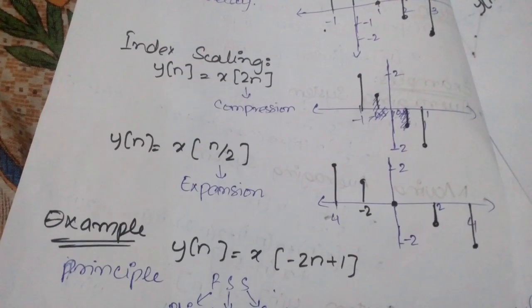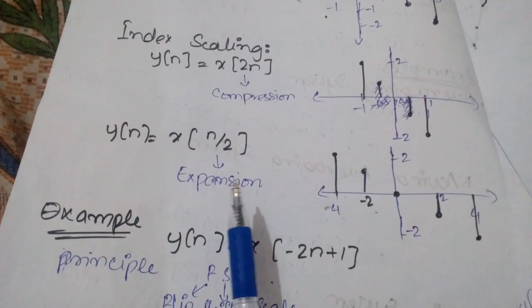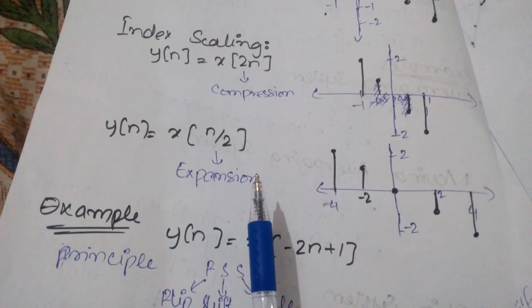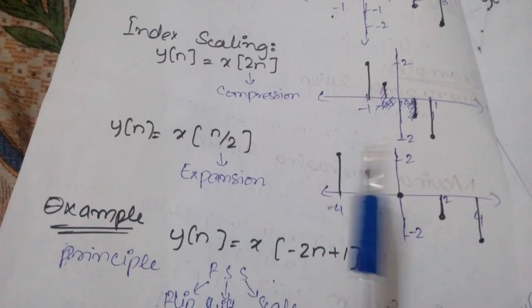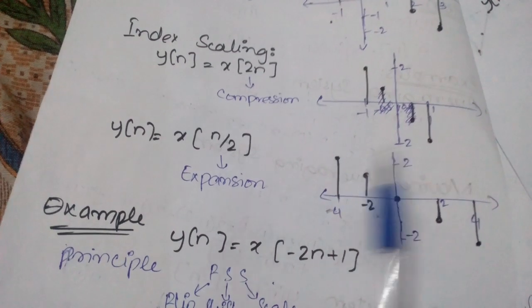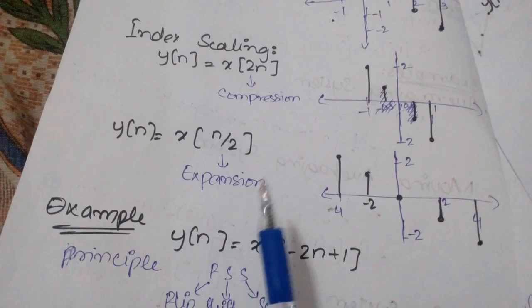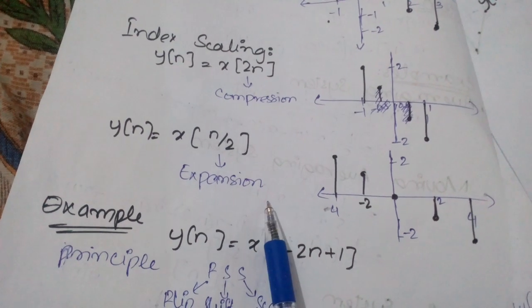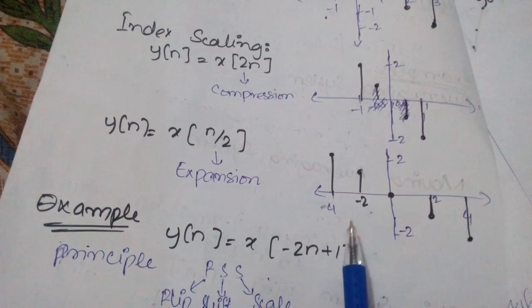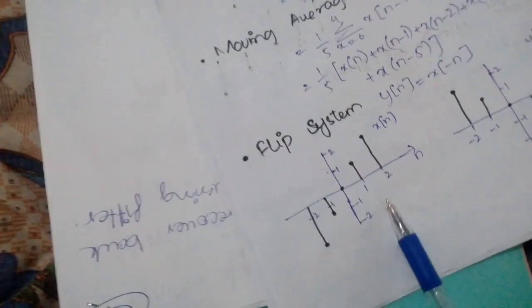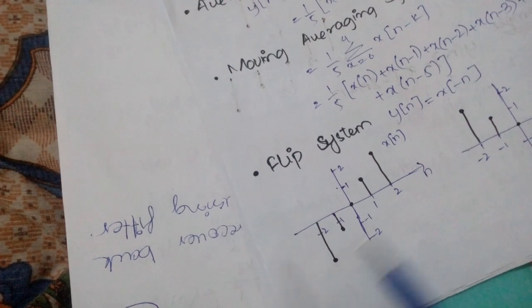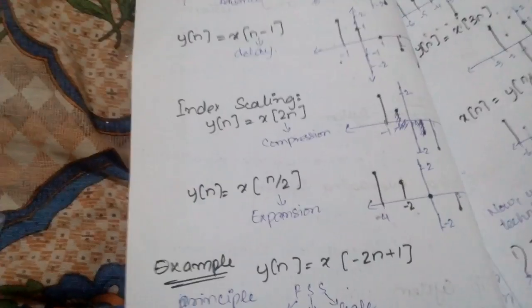Index scaling is y of n equals x of 2n. You must be dividing your sample by 2. 2 divided by 1 is 1, so we'll be getting this result. Y of n equals x of n by 2 means you must be multiplying your signal by 2. 2 into 2 is 4. So original signal was that x of n, we are applying all those operations on this signal and we are getting these results.